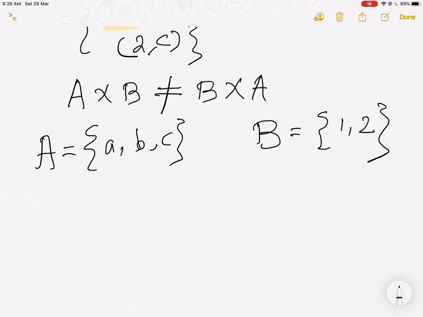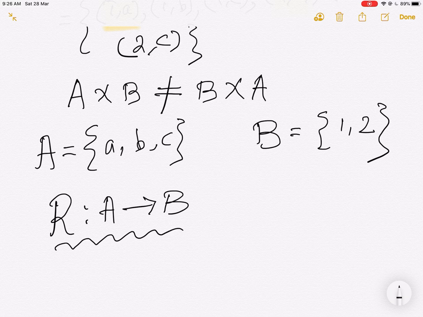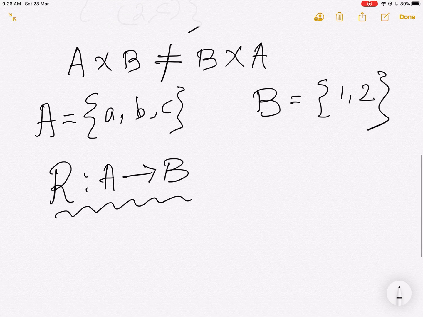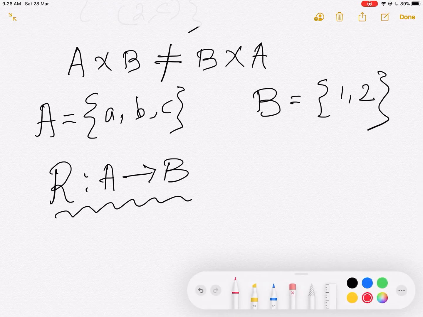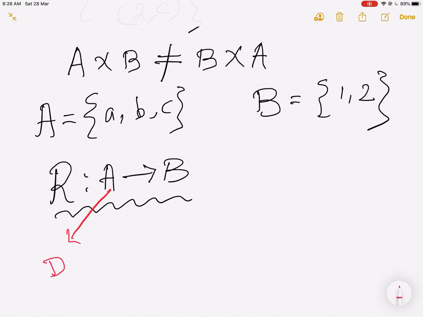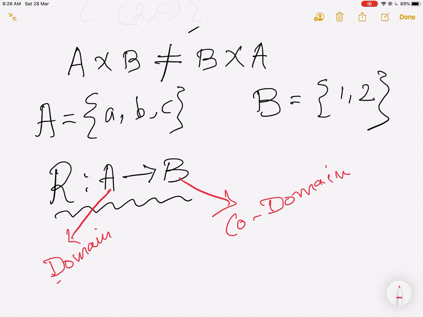Now a relation between these two sets A and B, defined by the symbol R from A to B. This is the statement: R is said to be a relation from the set A to the set B. The set A, that is the first set, is often referred to as the domain set of the relation, and the set B, that is the second set, is referred to as the co-domain set of the relation. So A here is the domain set and B is the co-domain set.